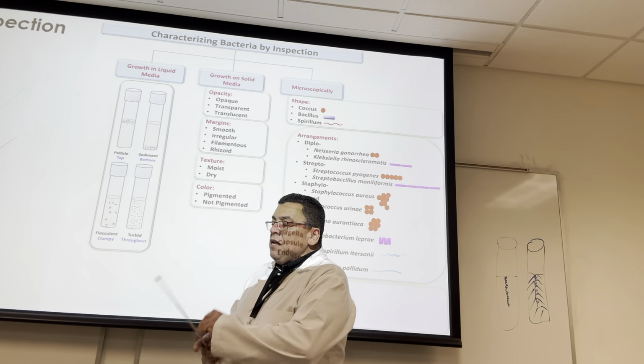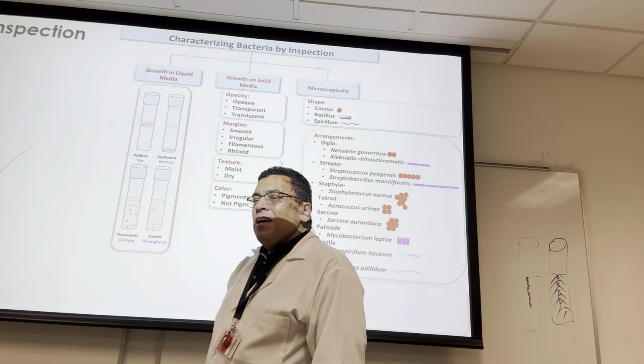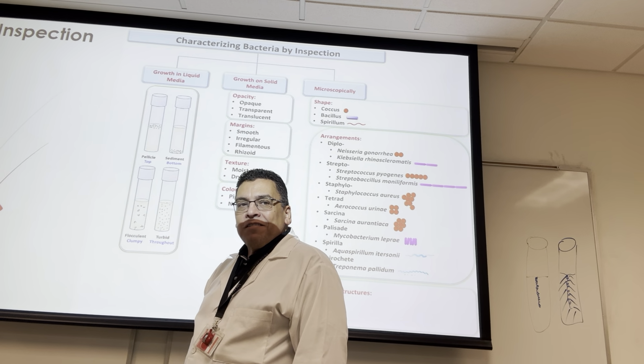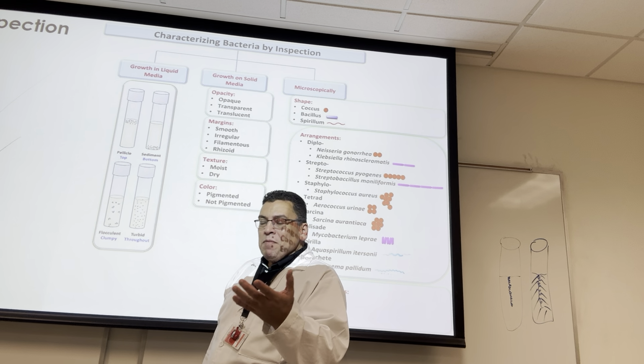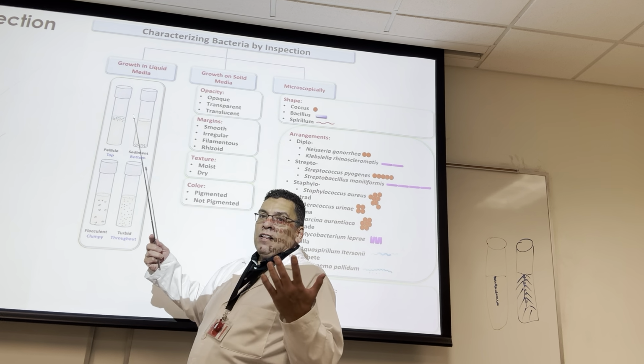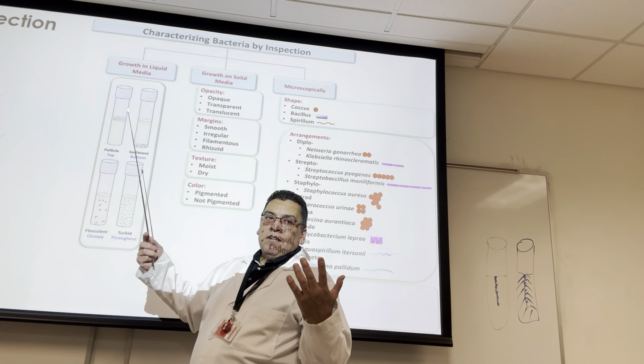Now, why does this one only sit on top and it cannot mix with the media? Because think about it. The media is mostly water. And there's something in the cell wall of this bacteria that is hydrophobic. So the bacteria has a hydrophobic substance in its cell wall. And because of that, it cannot mix with the water. You catching it? It's like oil at this point. Does oil mix with water? No, because it's hydrophobic.